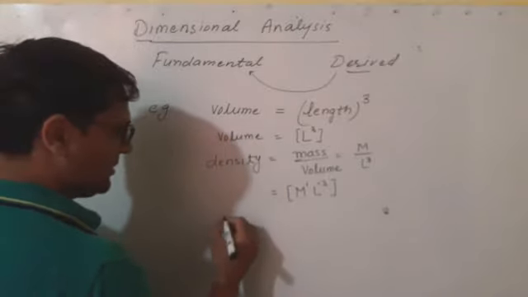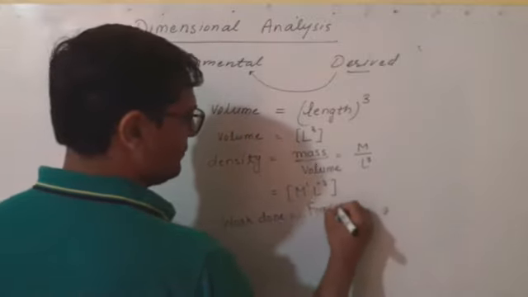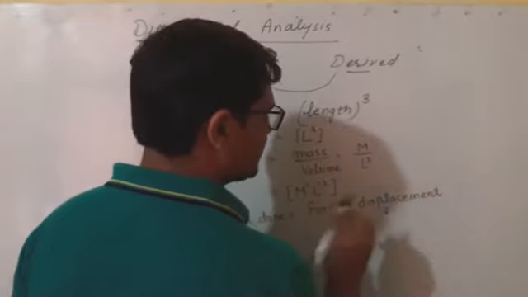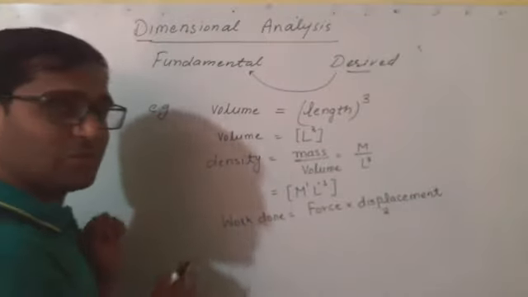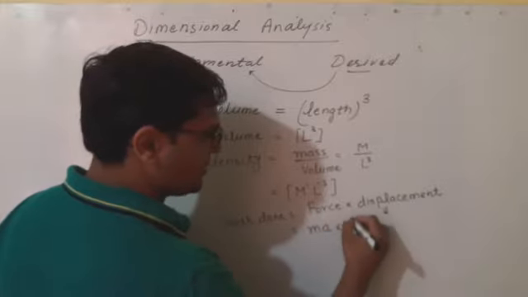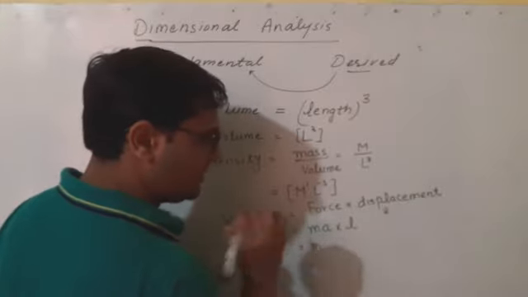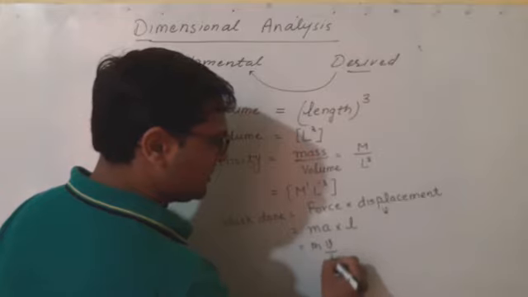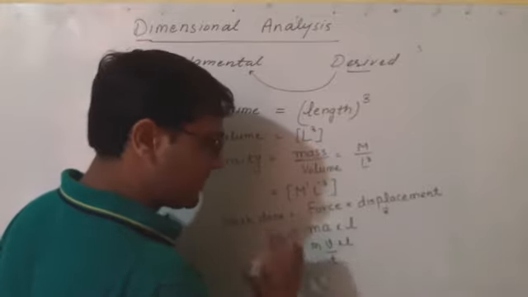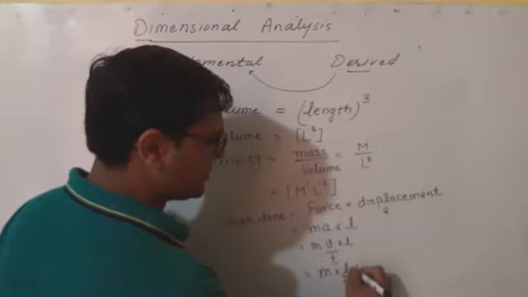One more example. Now work done. Work done is equal to force into displacement. Here displacement is a kind of length, that is fundamental, but force is not fundamental. So I will write force equals mass into acceleration. Into displacement I am writing as L. Mass is fundamental, acceleration is not fundamental. So acceleration we need to write as v by t, velocity by time, into L. But velocity is again derived, so v is L upon t, so it becomes t square into L.